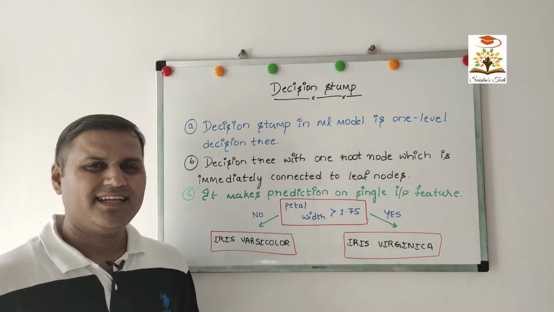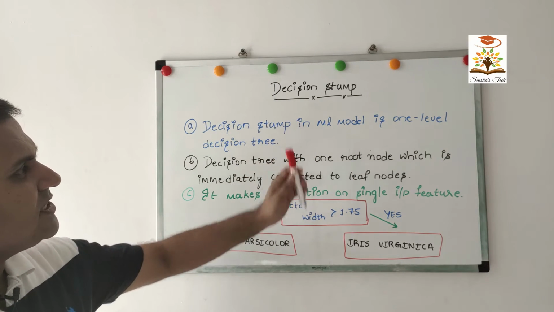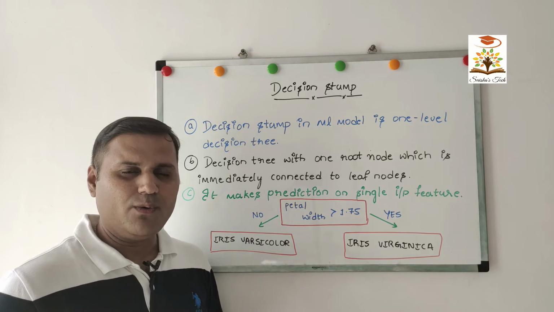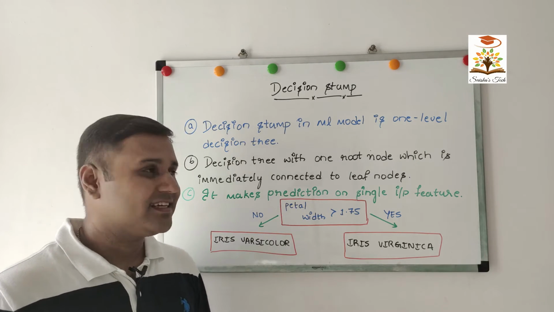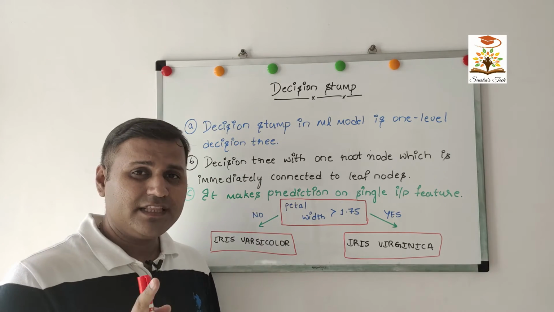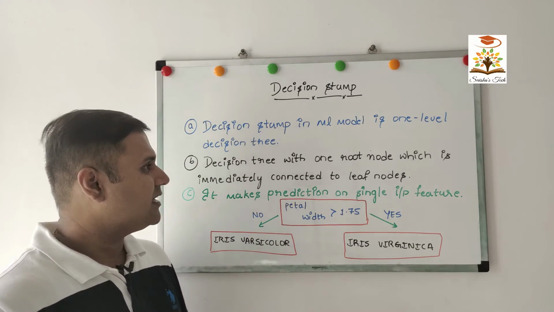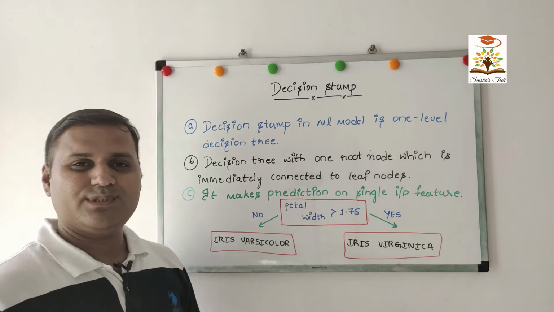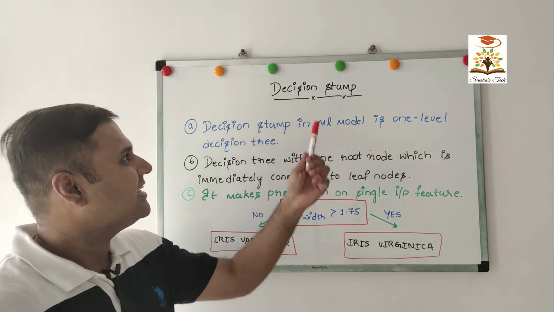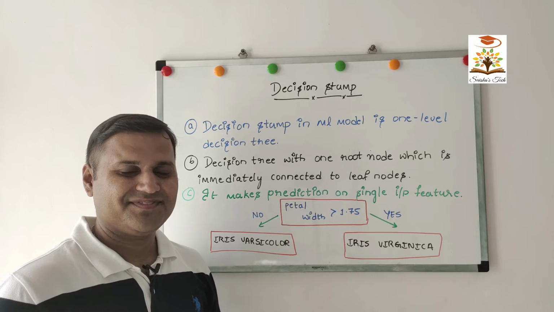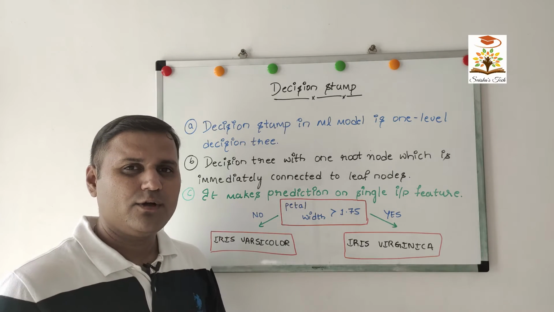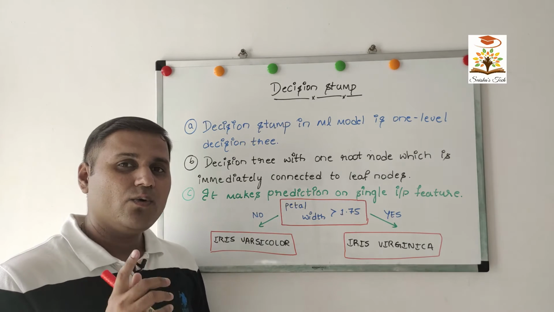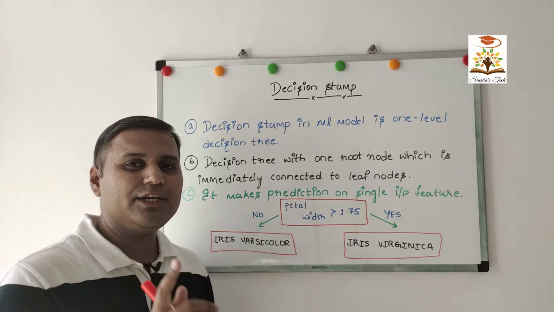Decision stump. A decision stump in a machine learning model is a one level decision tree. Now, what is a one level decision tree? A decision tree with one root node which is immediately connected to the leaf nodes is called a decision stump. One key important feature of a decision stump is that it makes predictions based on only one single input feature.